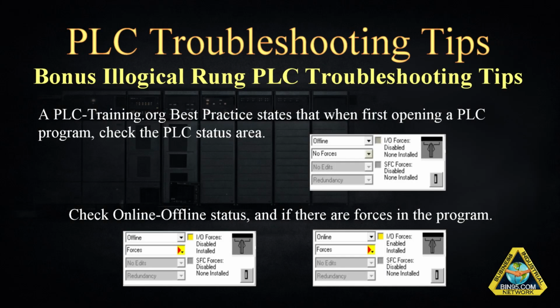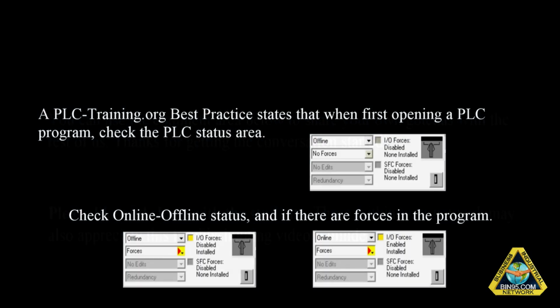A few bonus troubleshooting tips from plc-training.org. Best practices. When first opening a PLC program, and every time you go online, check the PLC status area. Verify online versus offline status. Check whether any forces are active. Sometimes rungs appear frozen simply because you're offline. Other times, a forced bit is causing the illogical behavior.